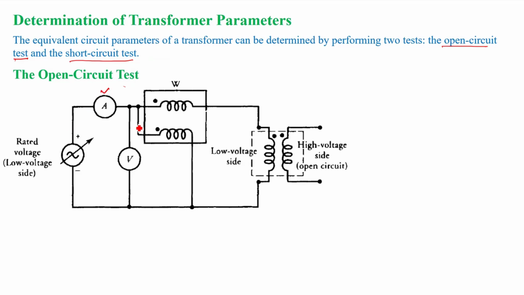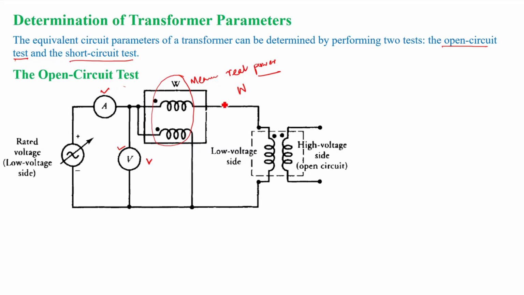We need one ammeter and one voltmeter. You will see these equipments available in your machine lab. And then we need one wattmeter. The function of the wattmeter is to measure real power, that means active power, not the reactive power or apparent power. It only measures real power in watt, kilowatt, or whatever. The ammeter measures current in ampere, and the voltmeter measures voltage in volt, right?